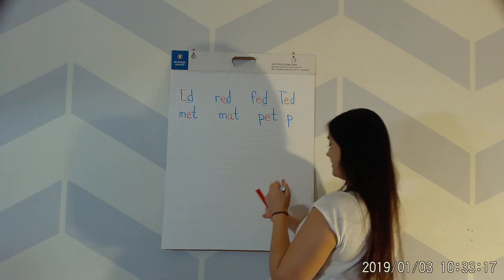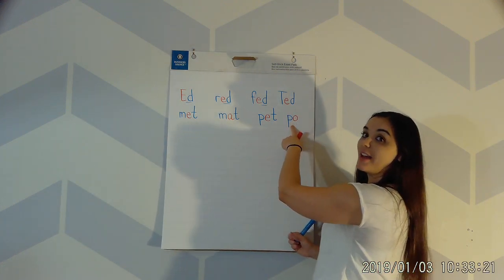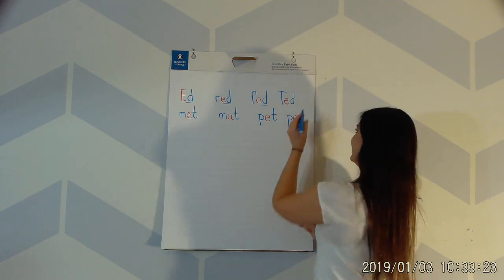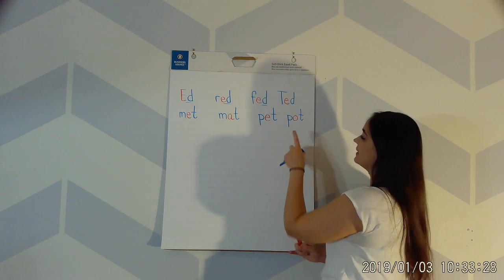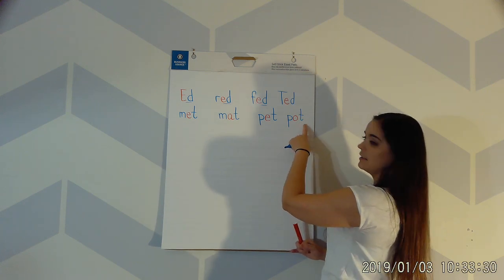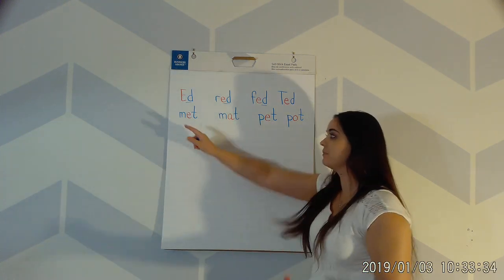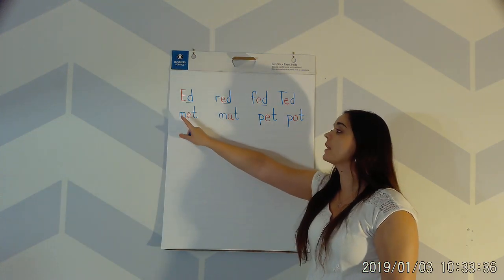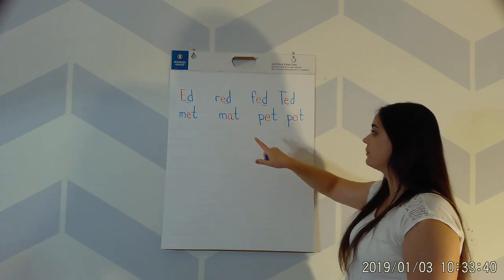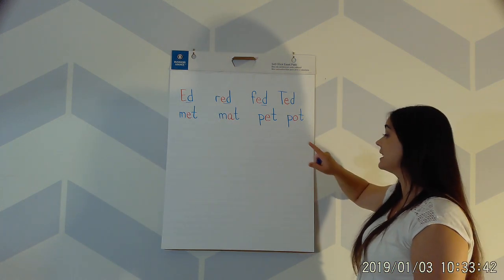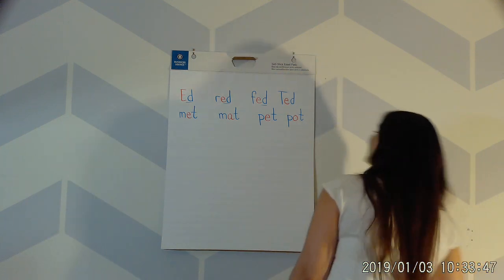P says pa. O says ah. T says ta. Let's blend. Pa, ah, ta, pot. All right, let's go ahead and read our line. Really go ahead and use those blending skills. Met, mat, pet, pot. All right, next word.